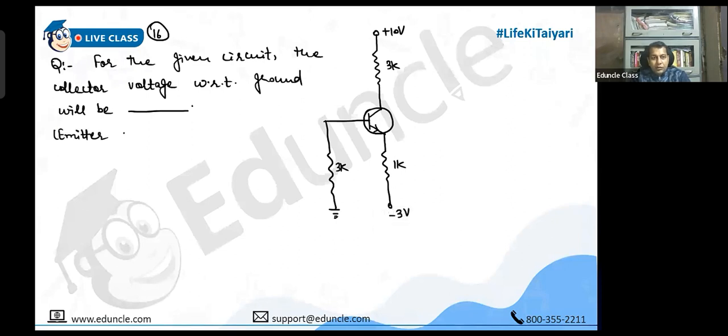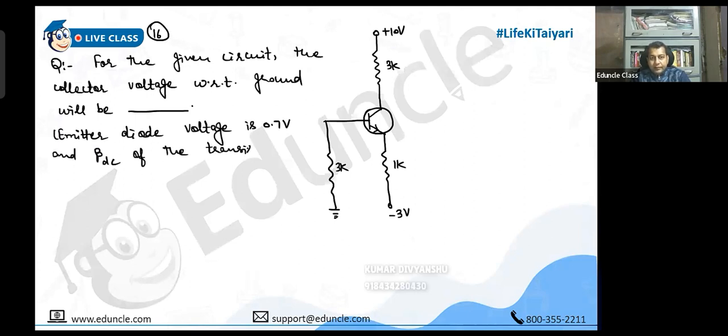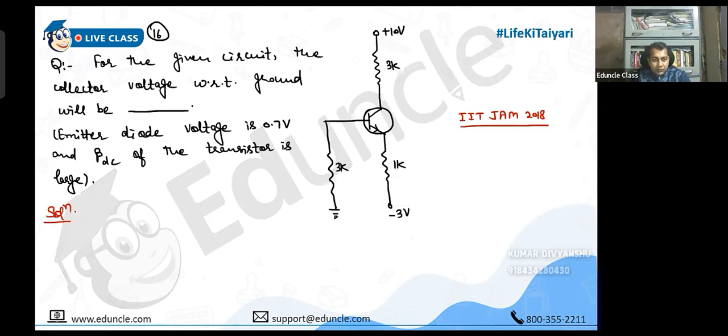Emitter diode voltage is 0.7 volt. And beta is large. So you have to give your answer up to 1 decimal point. Okay. So this one is from IIT JAM 2018. Get me the answer.